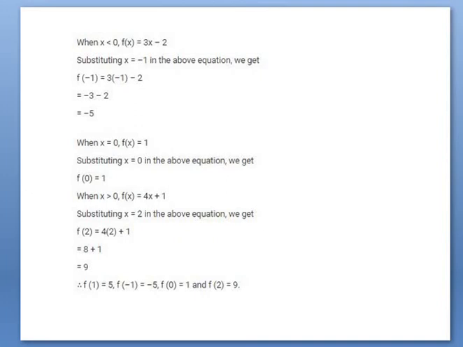So the solution is, that means the value of f of 1 is equal to 5. We have already calculated. Similarly, we have calculated for f of minus 1, which is equal to minus 5. f of 0 is equal to 1. And lastly, we have calculated f of 2, which is equal to 9. So students, these are different types of relations and functions. I have discussed some types of questions.